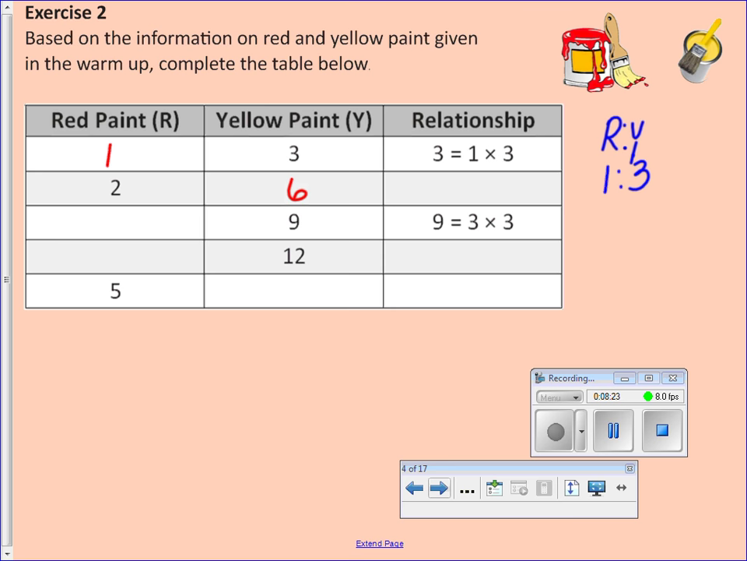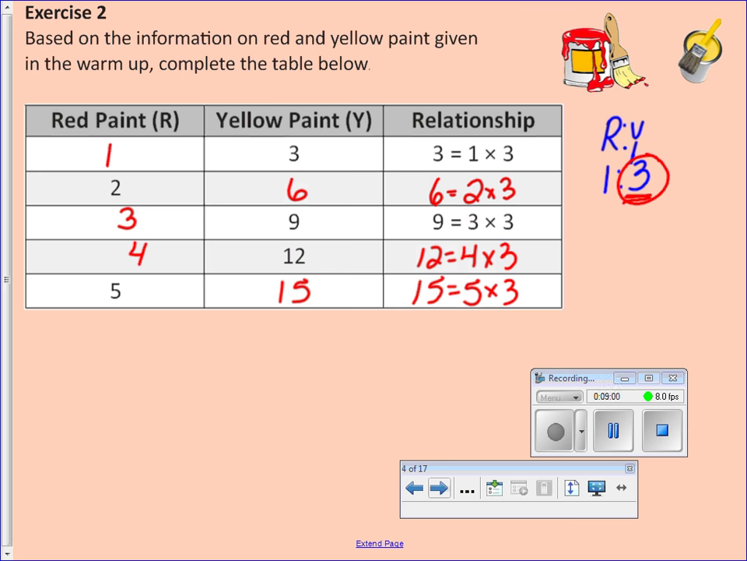If I had 9 gallons of yellow, that was 3 gallons of red. 4 gallons of red would need 12 yellow. 5 gallons of red would need 15 yellows. So how did I get the 6? I took the 2 reds and multiplied it by 3 because that was in my ratio. To get to 12, I took my 4 gallons of red and multiplied it by 3 because that was my ratio, my value. I got to the 15 because I took the 5 red and multiplied it by 3.